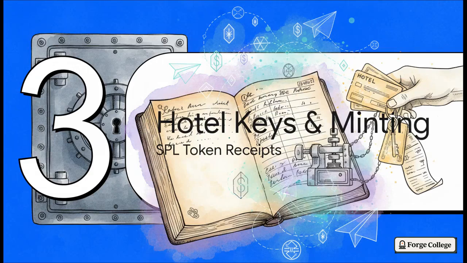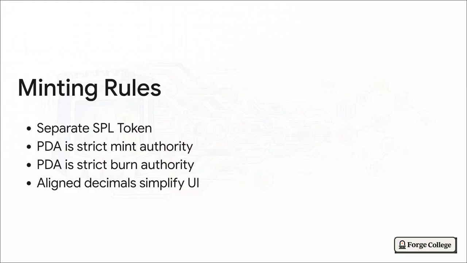Moving to Section 3. Hotel keys and minting rules. So we have our safe and our ledger, but we still need a way to hand out receipts to users without losing our minds. I want you to think of receipt tokens as automated hotel keycards. When you deposit assets, the vault issues you a keycard. By making the receipt mint an entirely separate SPL token, we actually get to leverage Solana's battle-tested token program. Only our PDA, the lock manager, can securely issue or destroy these claims.